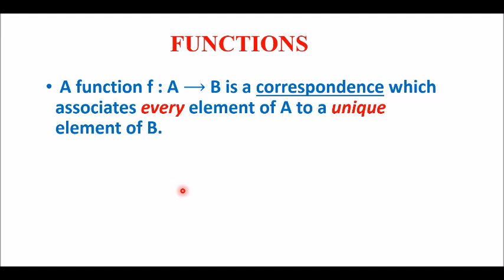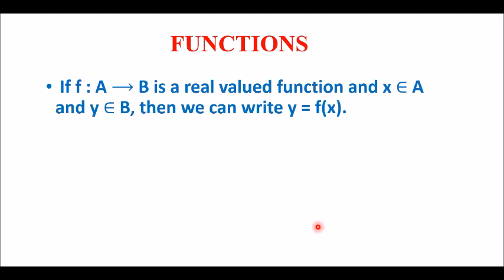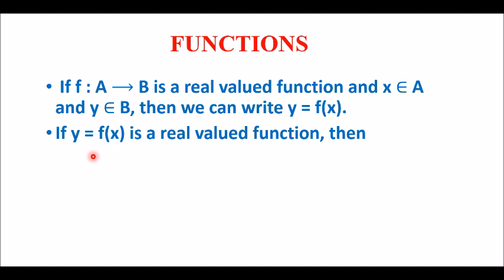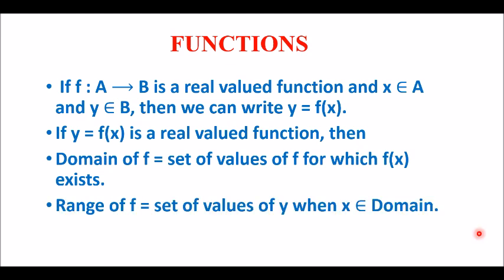Now, function, usually in practical purposes we define differently. It is a correspondence which associates every element of A to a unique element of B. If A and B are subsets of R, the set of real numbers, then we say f is a real valued function. If f from A to B is a real valued function and x belongs to A and y belongs to B, then we can write y equals f(x). If y equals f(x) is a real valued function, then the domain of f is the set of values of x for which f(x) exists, and the range is the set of values of y when x belongs to the domain.